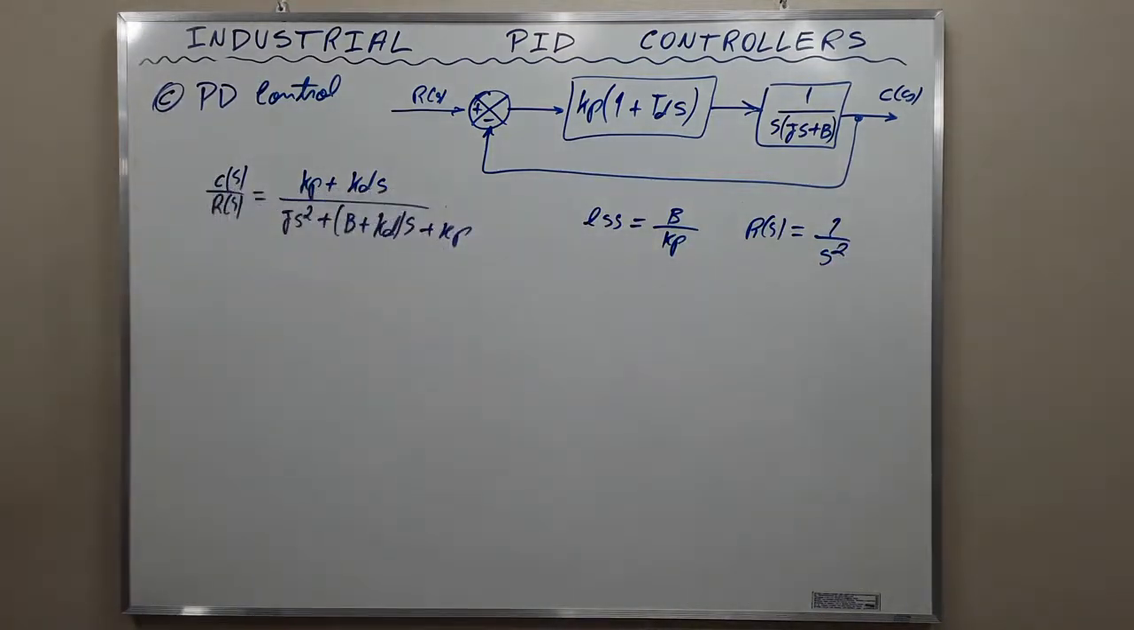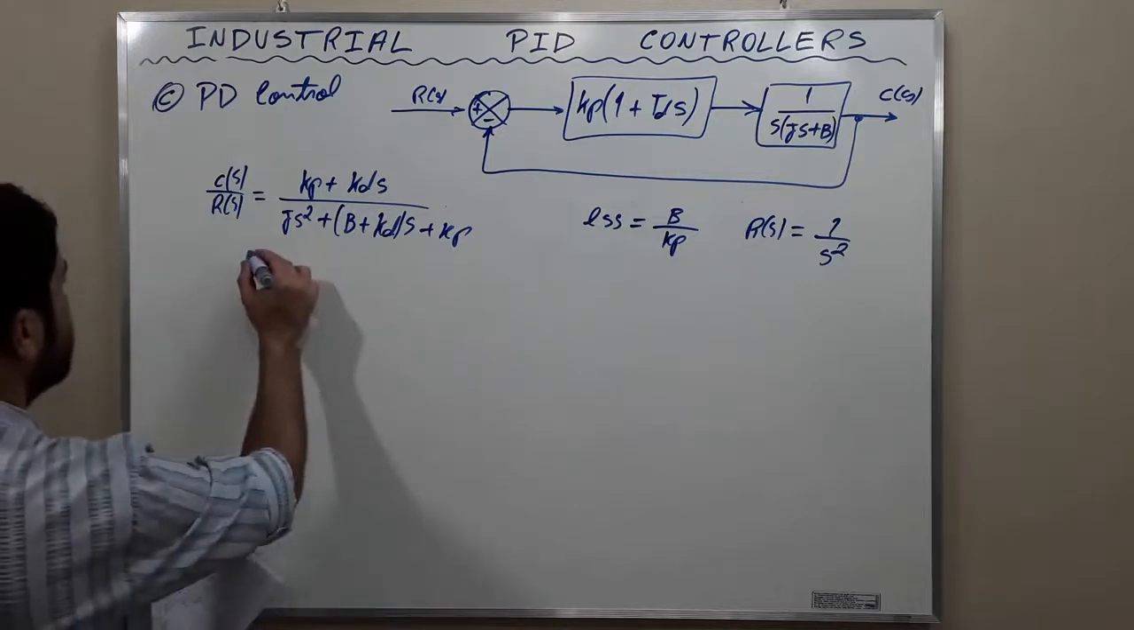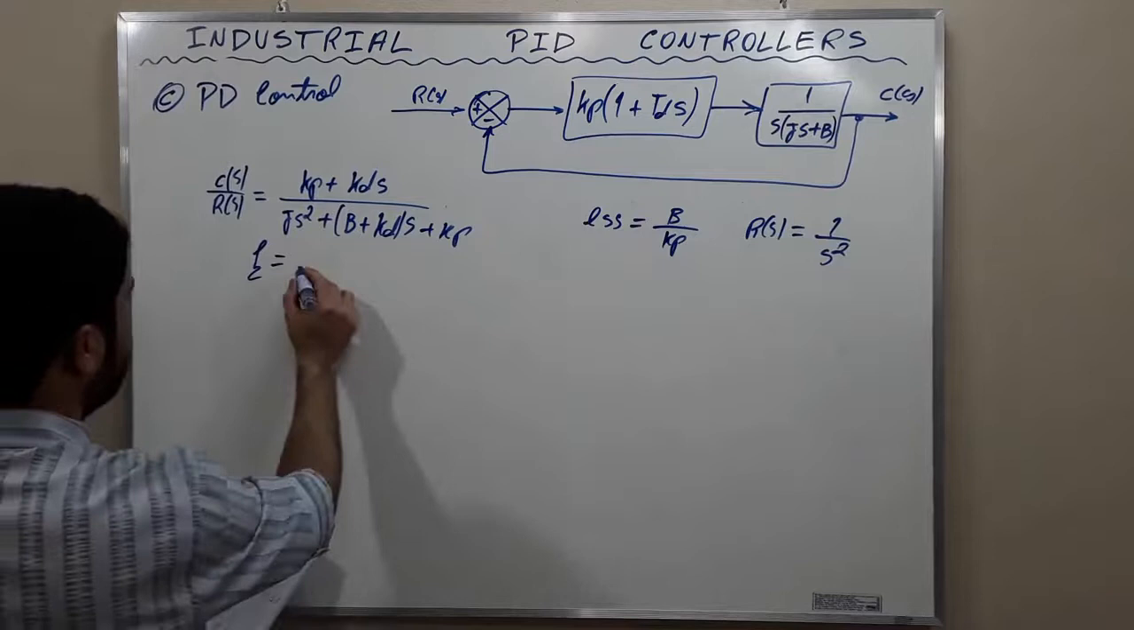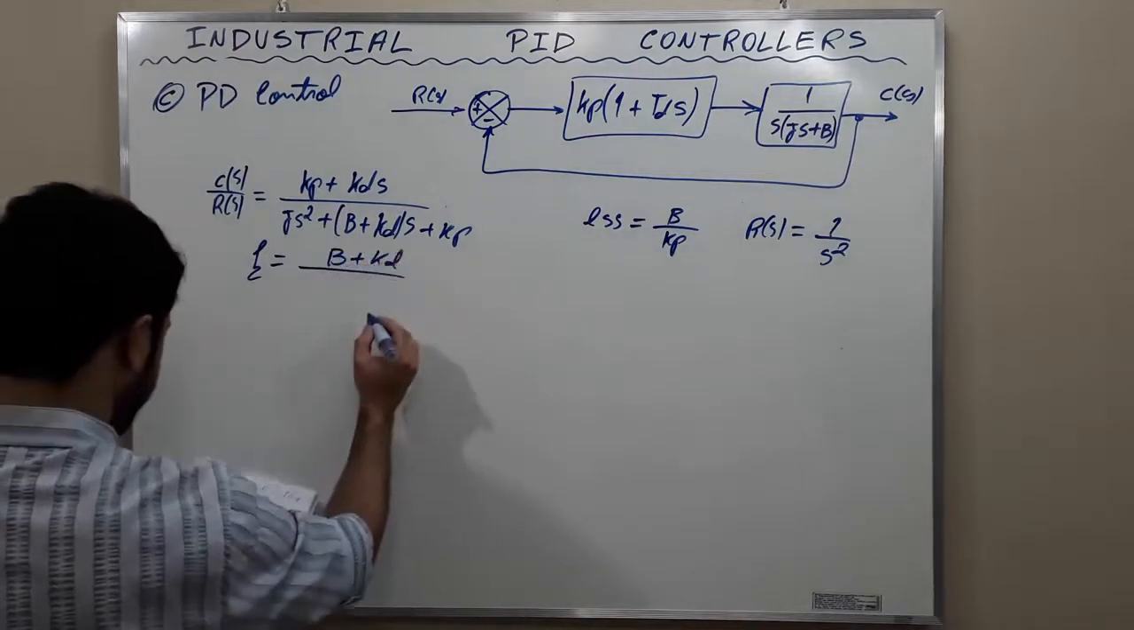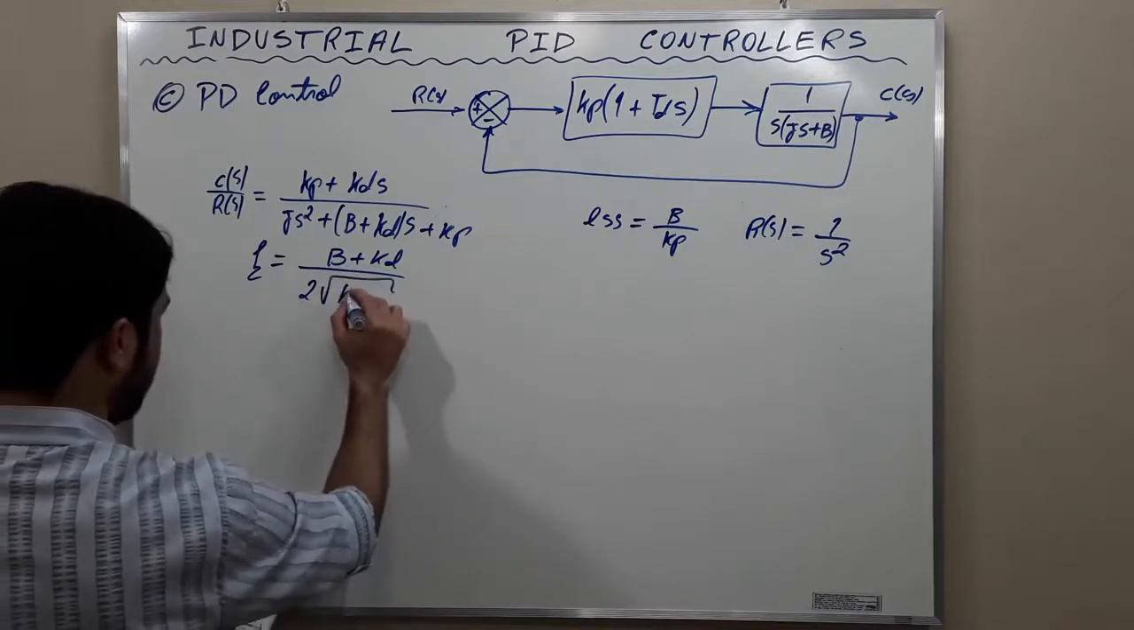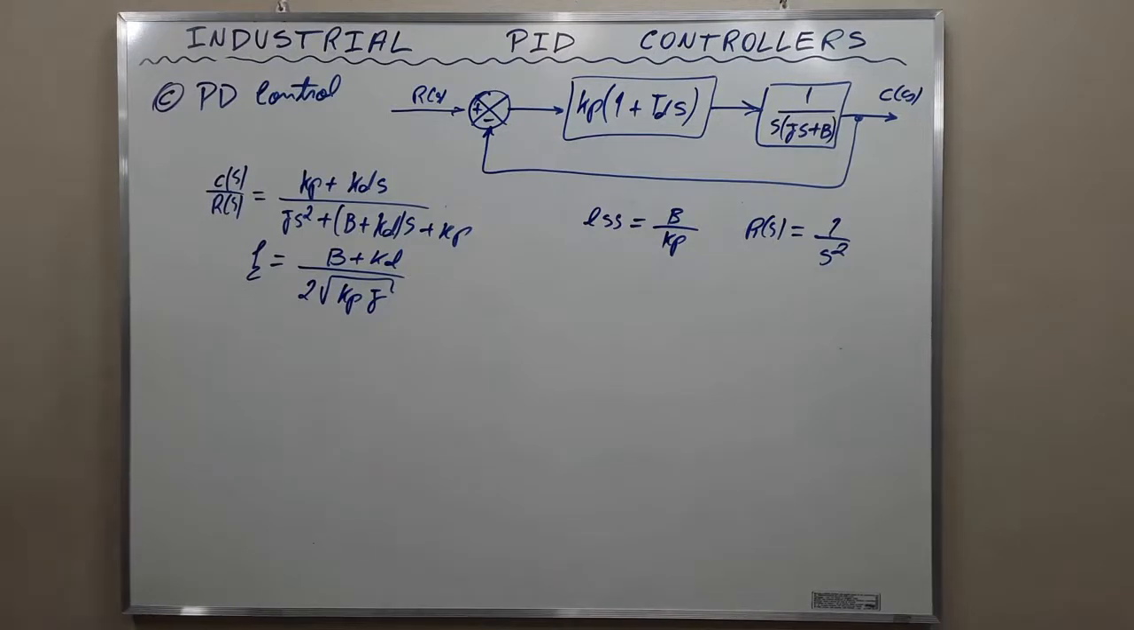And since the characteristic equation, observe the characteristic equation, which is the denominator of this equation here. The characteristic equation is J s^2 + (B + Kd) s + Kp = 0. The effective damping coefficient is B plus Kd. This is the effective damping coefficient, and the damping ratio zeta is (B + Kd) divided by 2 times the square root of Kp J. This is the damping ratio.